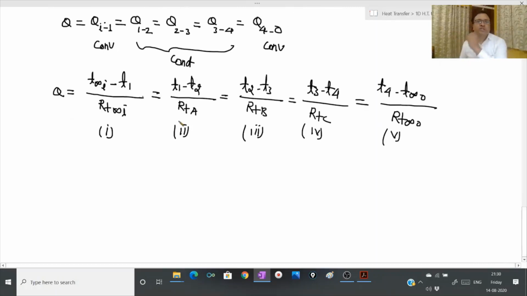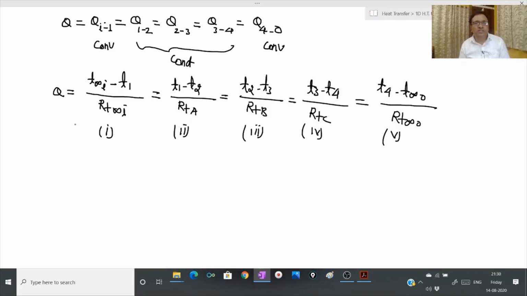Now the question comes, what will be the expressions of RT infinity I, RTA, RTB, RTC and RT infinity O? As you can see here, RT infinity I and RT infinity O are convective thermal resistances, so they can be represented by 1 upon h into area. But what about RTA, RTB, RTC? They are the conductive thermal resistances offered by the cylindrical wall.